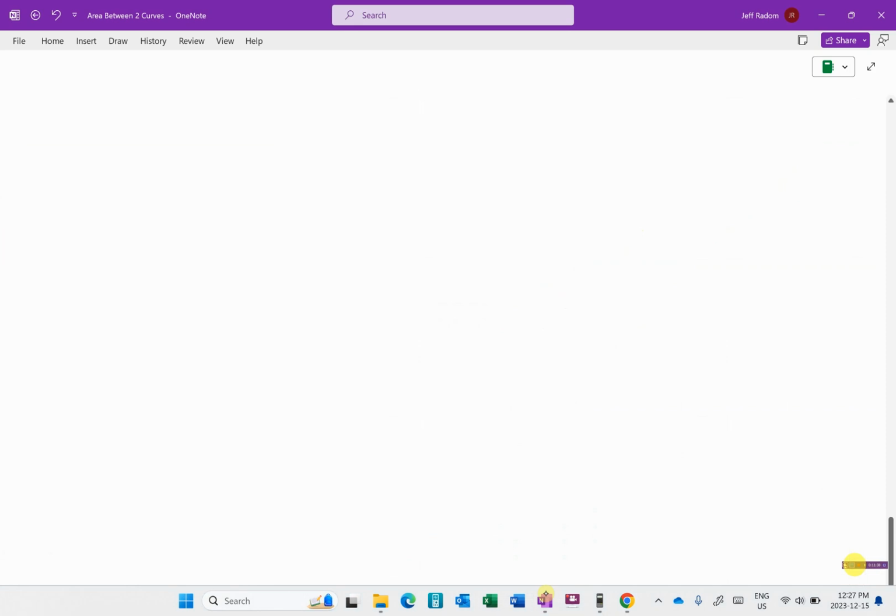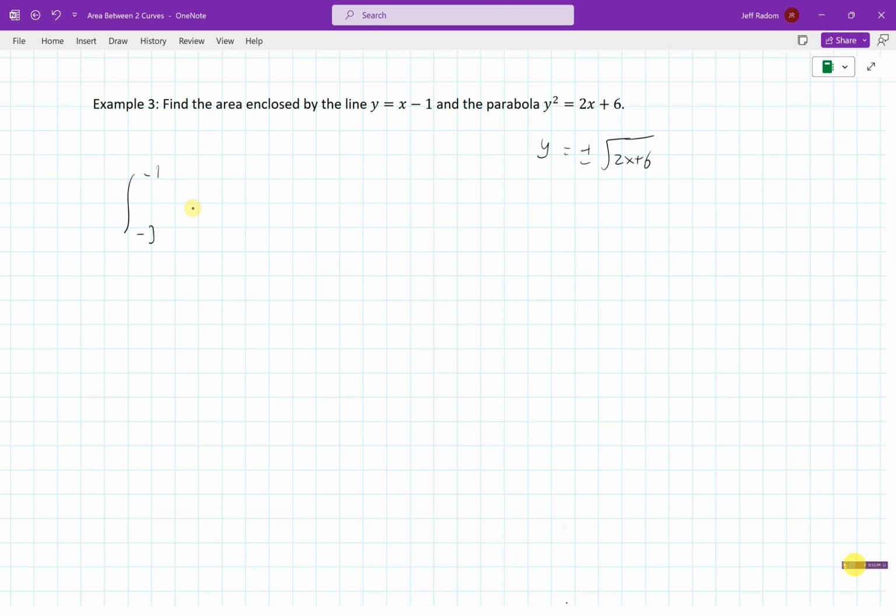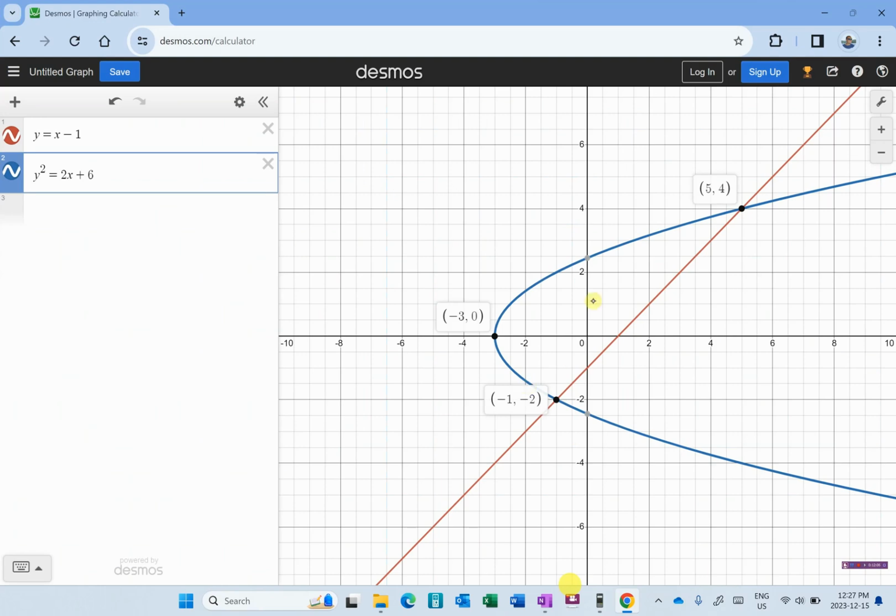So we'd have to split it up into two parts. We'd have to go the integral from -3 to -1 of the top function, which was root 2x plus 6, minus the bottom function, which is negative root 2x plus 6, with respect to x, plus then we're going to integrate from -1 to 5.